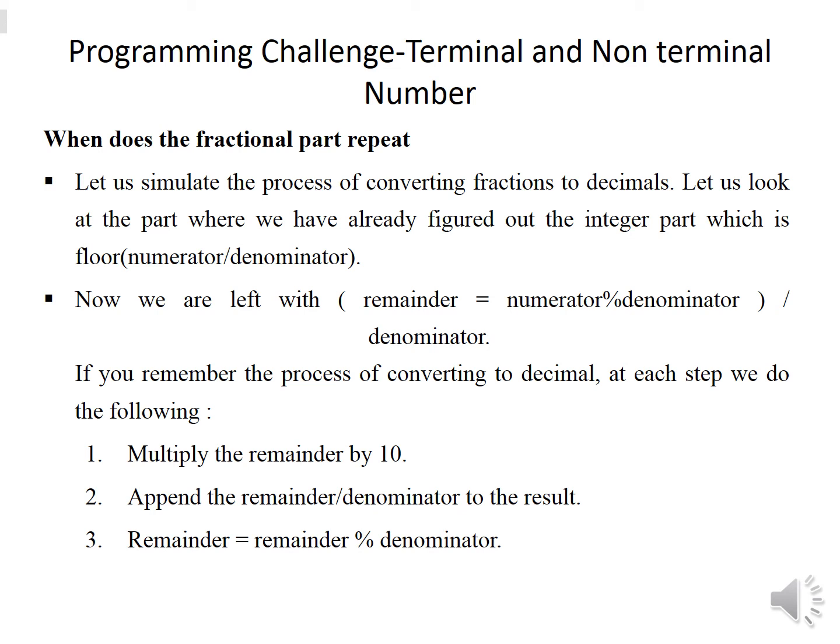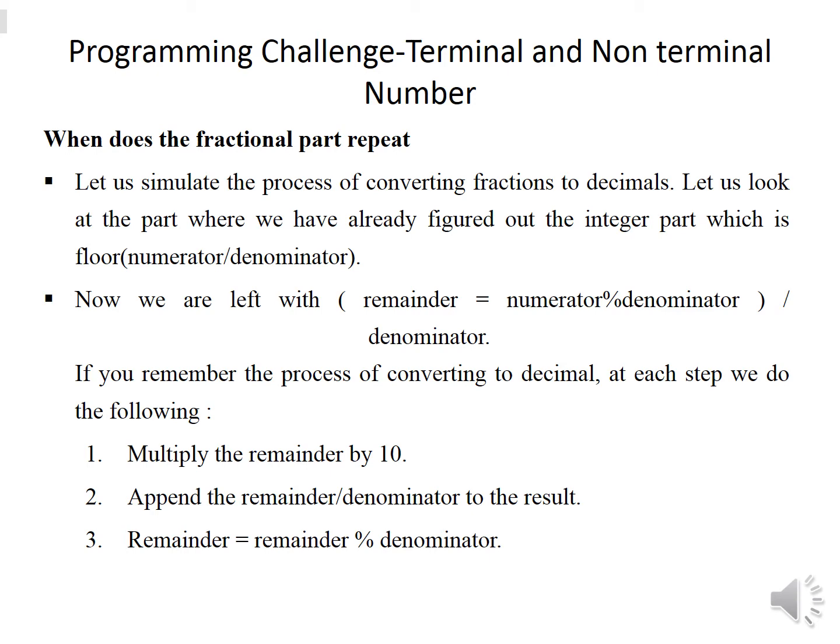If we perform 10 divided by 3, then the remainder is 1. So we have to multiply that 1 by 10, so that we get 10 after that. Second step, append the quotient, that is the remainder divided by the denominator, to the result. That is the actual division operation.